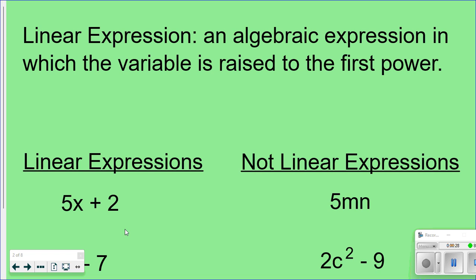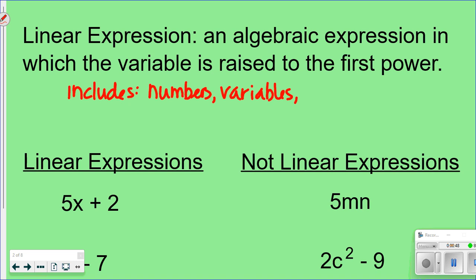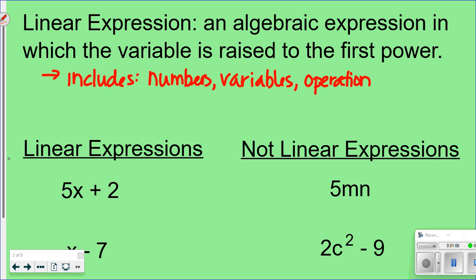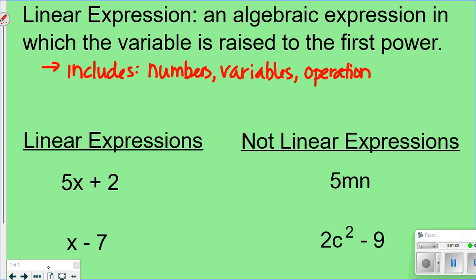It's an algebraic expression in which the variable is raised to the first power. Okay, so that probably doesn't mean a whole lot to you. A linear expression includes numbers, variables, and some form of operation. Usually there are no exponents. That would make it not a linear expression. And nothing too complex. So this would probably make a little more sense to you. Now below I have a few examples of linear expressions.